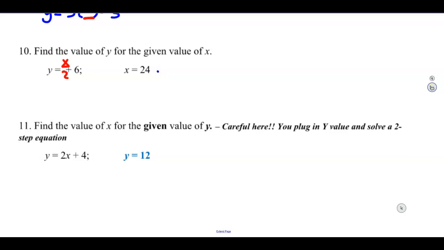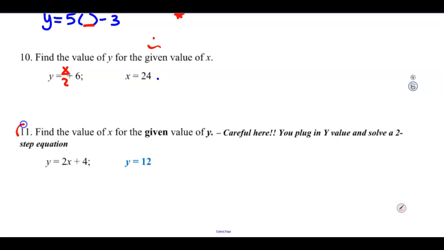So I want you to pause and do 9 and 10 because they're very similar. You're just plugging in a number and your calculator is doing the work. Okay, so here's our last part. Number 11 is a little bit different. And I gave you the hint. So instead of giving you the x, I give you the y, and you have to solve a 2-step equation.